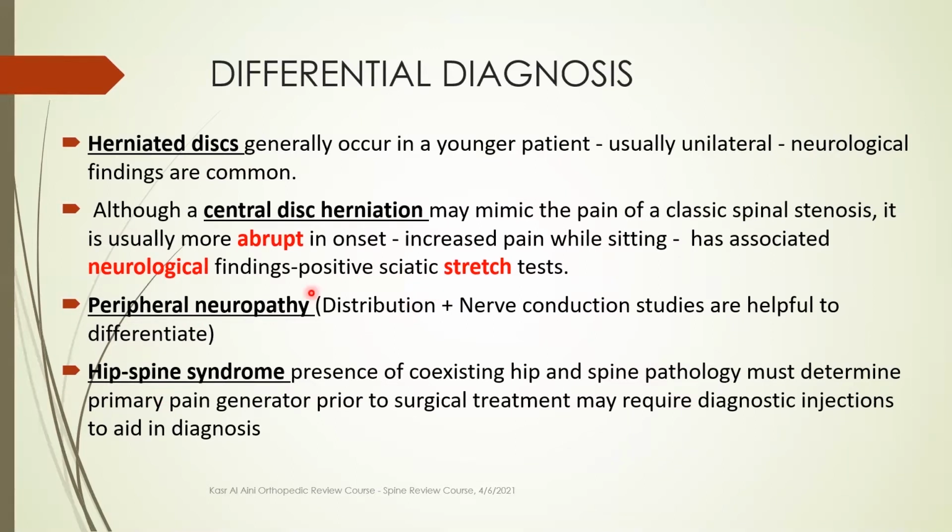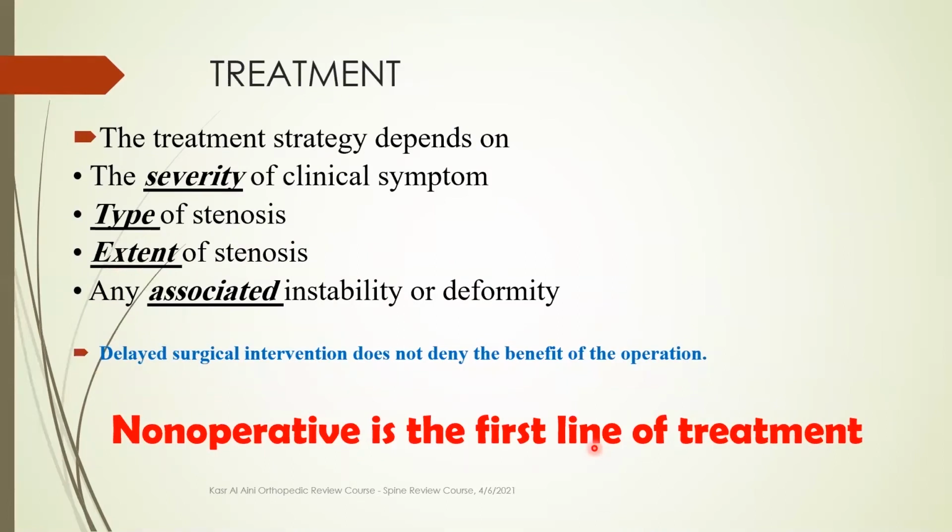Peripheral neuropathy: by the distribution and through nerve conduction studies, you can identify the difference between them. Hip-spine syndrome: coexisting hip and spine pathology must be determined to identify the primary pain generator prior to surgical intervention, like using diagnostic injections. Treatment should depend on the severity of clinical symptoms, the type of stenosis, like lateral recess, foraminal or central, or pathological or others, extent of stenosis, single level or multiple levels, and associated instability or deformity.